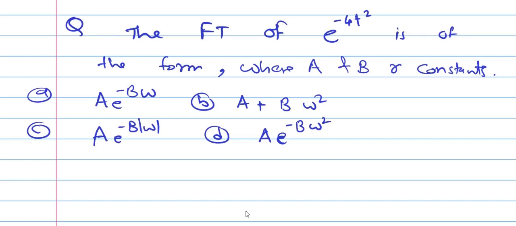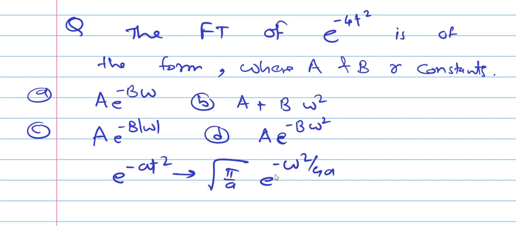The Fourier transform of e raised to power minus 4t square is of the form a and b are constant. The Fourier transform of e raised to power minus at square, that means it is a Gaussian signal, is square root of pi by a, e raised to power minus omega square upon 4a. So exponential has negative sign and omega square. In which option is minus omega square present? In option D, minus omega square is present.